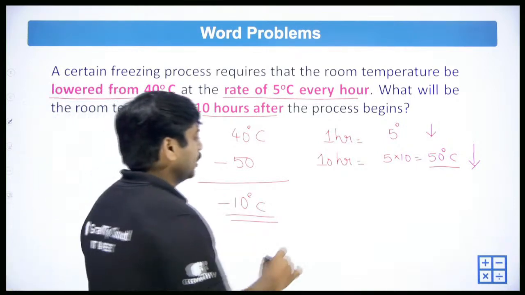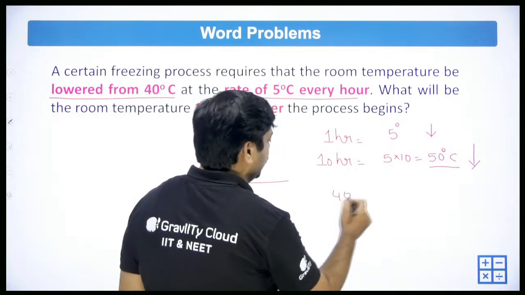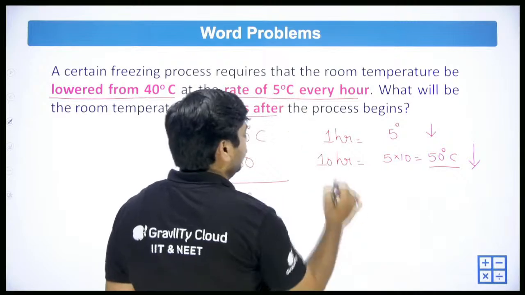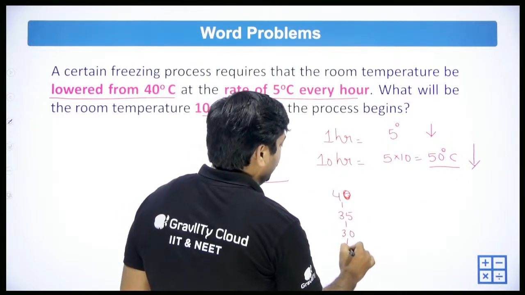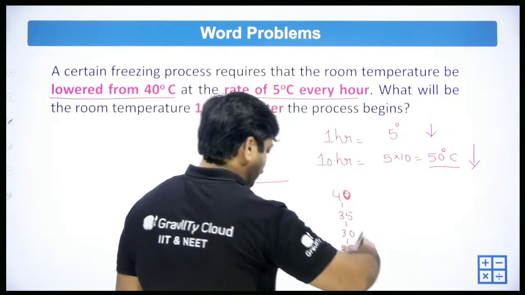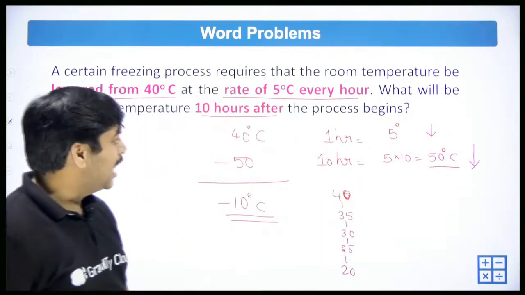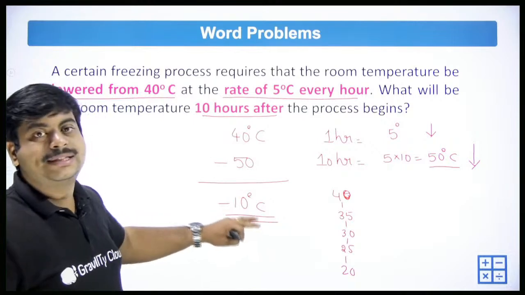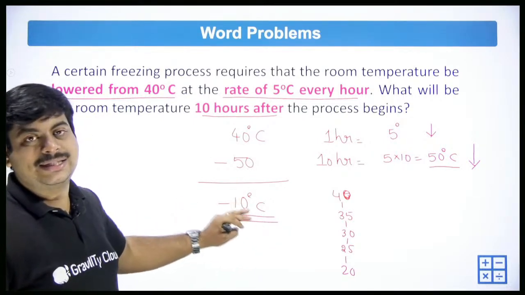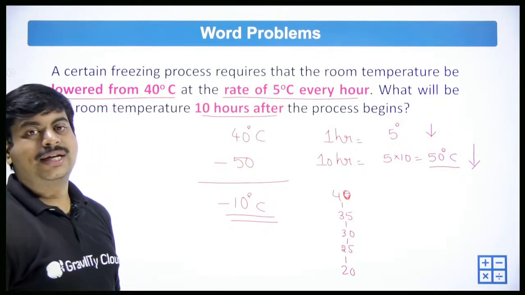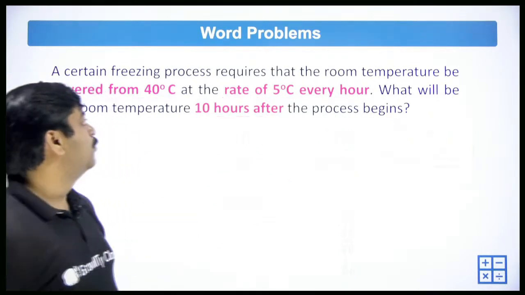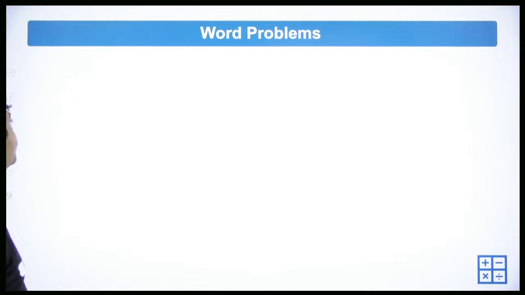It has started at 40. From 40, after every 1 hour, if it is reducing 5 degrees, next it will go to 35, next 30, next 25, then 20, and so on. After 10 hours, you will be at a state of minus 10 degrees Celsius. Easy question. Let's move to one more question. What is the next question we are having?